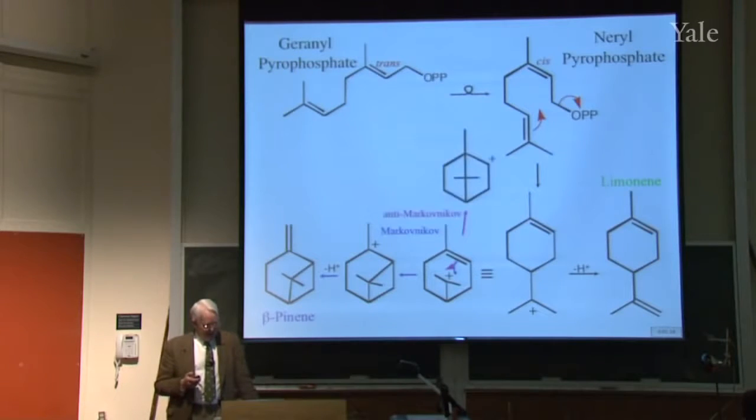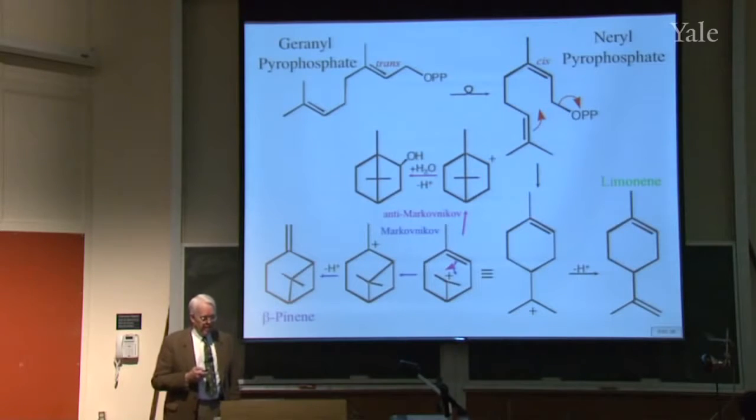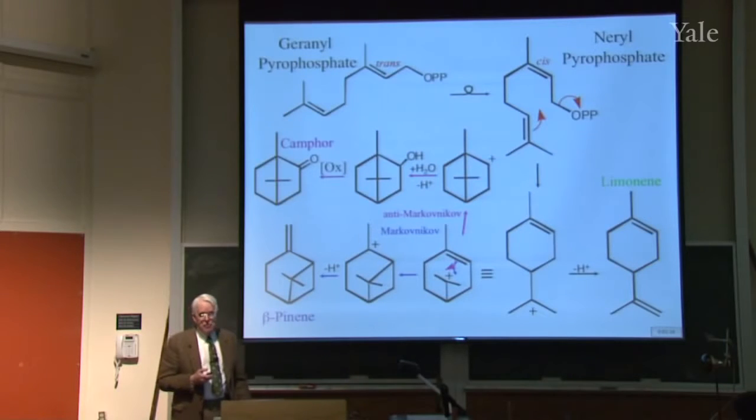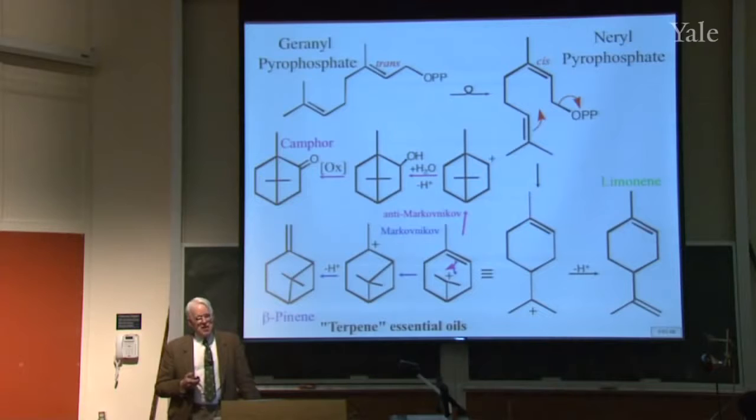Okay. Now, you could also do an anti-Markovnikov addition, which doesn't form quite as strained a ring, right? If you do that and then add water and lose a proton to the carbon cation, you get after oxidation, camphor, which of course, now all these things have in common that they have very characteristic odors. The lemon, the pinene, turpentine, camphor, right? So these things are called terpenes, essential oils.